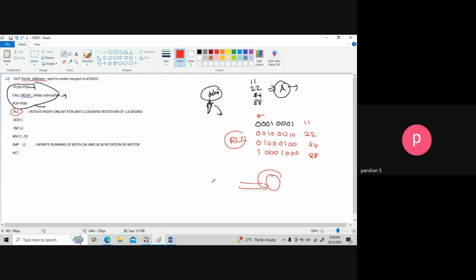So we are having port A connected. In that port A we are giving this value, then the stepper motor starts rotating 1.8 degree for each pulse, 1.8 degree between each one, right? So here we also record C, move immediate C88, right? So C8, that is recorded now, right?